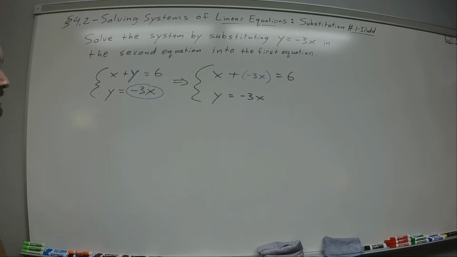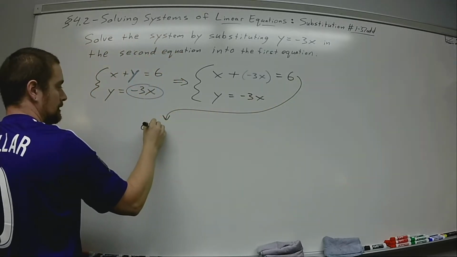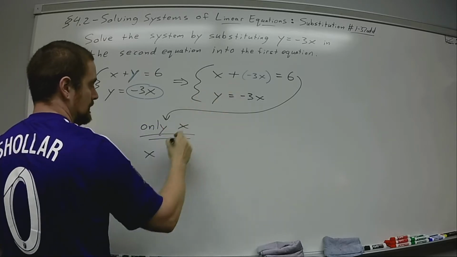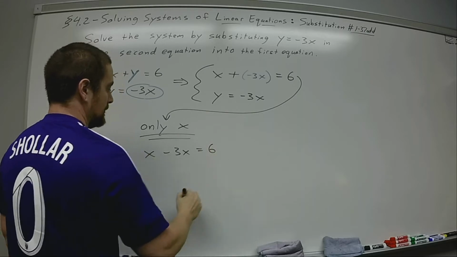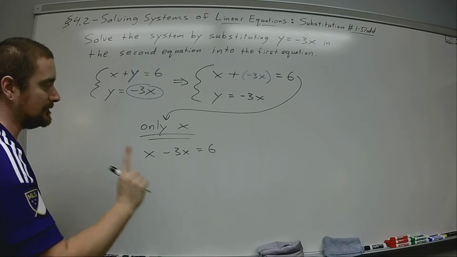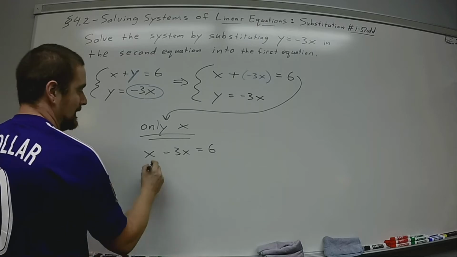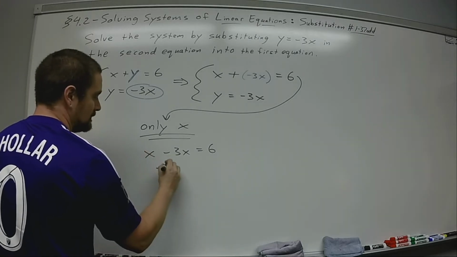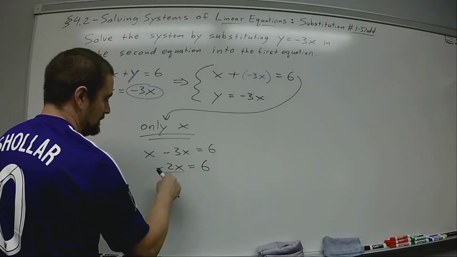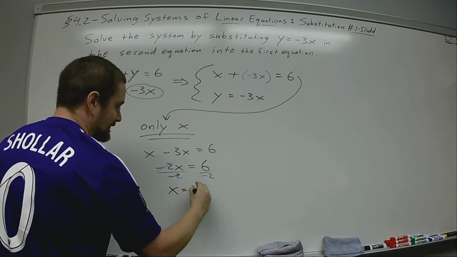Now, what that does for us is it has us take this first equation, and notice this equation only has x. x minus 3x is equal to 6. Now I just have one linear equation with one unknown, I can find x. Right? We go back to our old technique of just finding x. We've got 1x minus 3x, that's negative 2x, which is equal to 6. And then I can divide by negative 2 to get x is equal to negative 3.